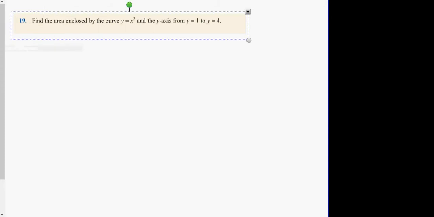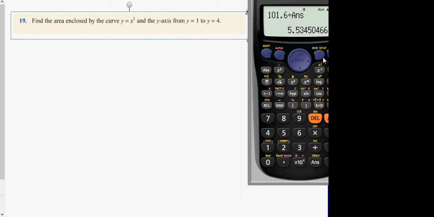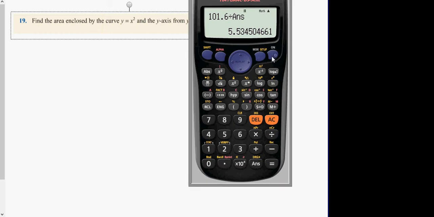What we're asked here is find the area enclosed by the curve y equals x squared and the y-axis from 1 to 4. Now, most of you might not know what the line y equals x squared looks like, so what you might need to do is go to your table function. You might want to put in x squared, and remind yourself what it actually looks like. So let's go from -6 to 6.